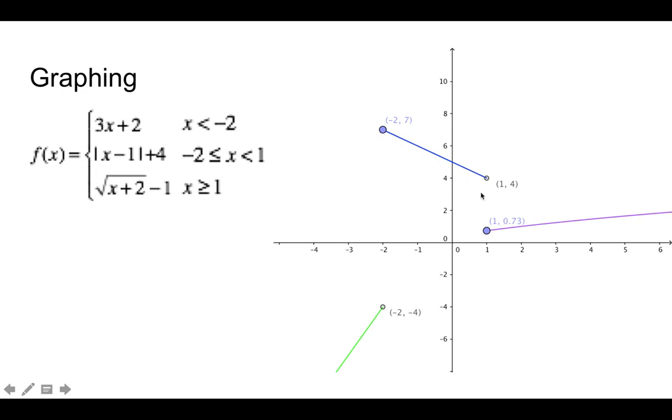Notice I've got the solid dots and the open circles. The piece of the formula that has an equal to gets a solid dot at that particular x value. If we don't have an equal to, we get an open circle. So the line has no equal. There's no equal right here at -2, so we have an open circle. The absolute value does have an equal at -2, so it gets the solid dot, but there's no equal to at 1, so an open circle at 1. And the square root here does have an equal at 1, so it gets a solid dot. And you can see here what's left over.